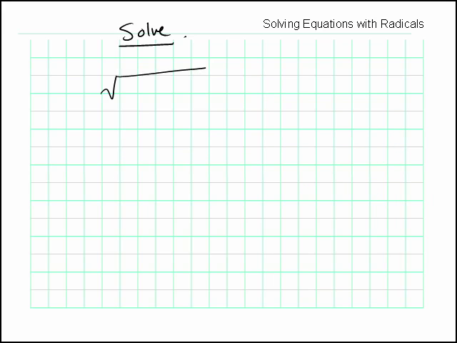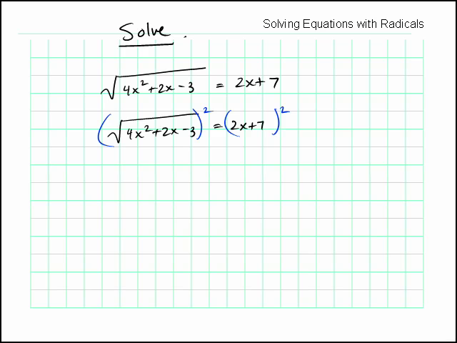Square root of 4x squared plus 2x minus 3 equals 2x plus 7. Okay, the radical once again is by itself, so I'm going to square both sides immediately. Square, square. On the left side, the square root and the square cancel away, and that leaves us with 4x squared plus 2x minus 3.